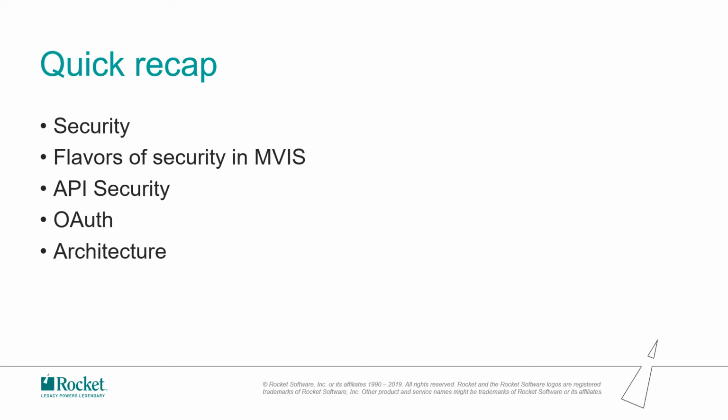We touched upon the various flavors of security in MVIS, overall security concepts, API security, authentication, authorization, the need and use cases of OAuth, and in general the architecture of how a system which is using MVIS and OAuth flows.